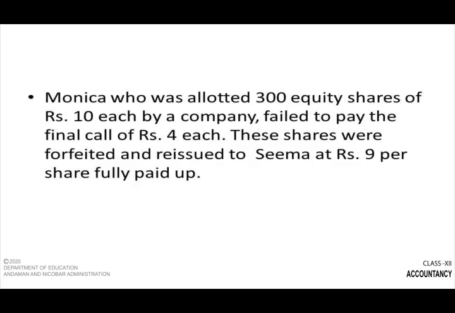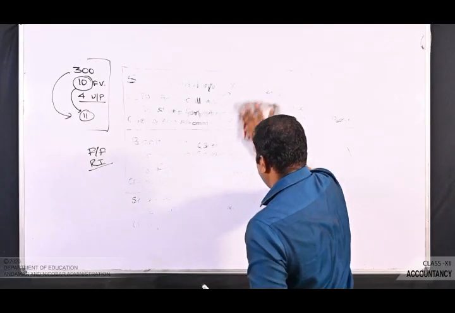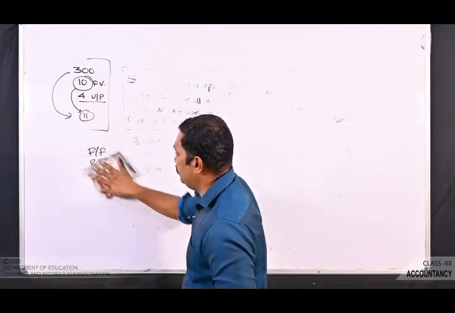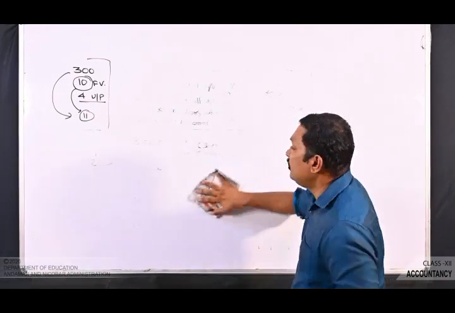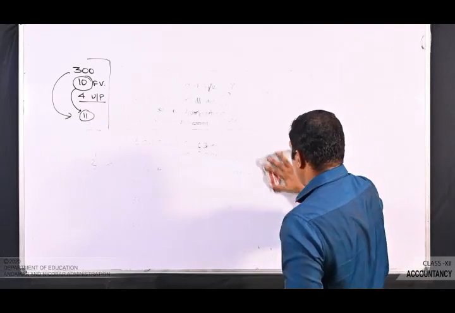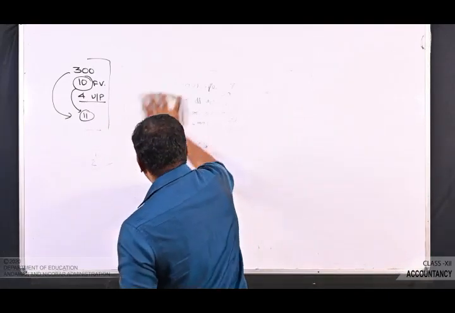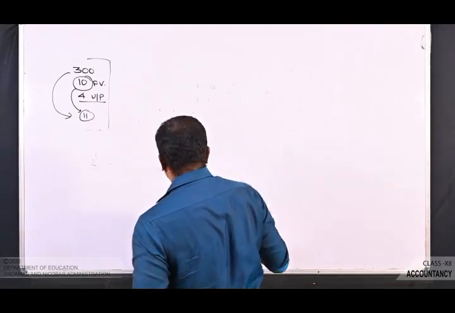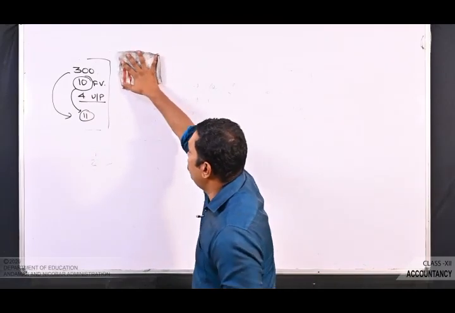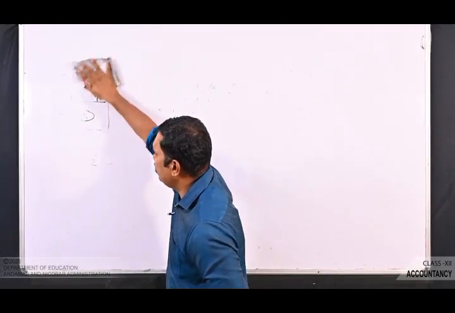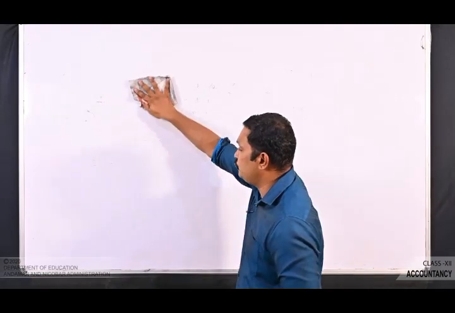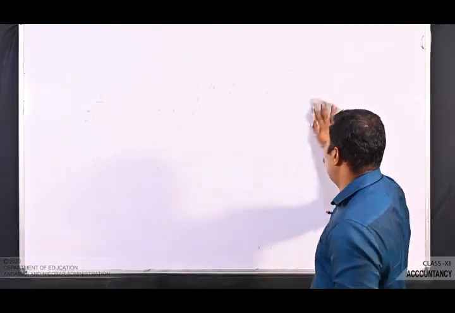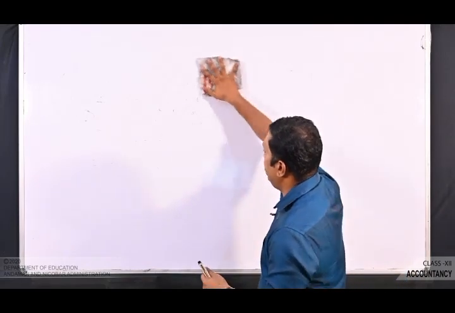Here, the forfeiture entry will be the same because there is no change in the forfeiture entry, right? But there is a slight change in the reissue entry. I hope you will solve the question very easily because I have solved the forfeiture entry here. I'm just going to give a hint about reissue, how to pass the reissue entry. Then you can solve it on your own, right? Let me explain.